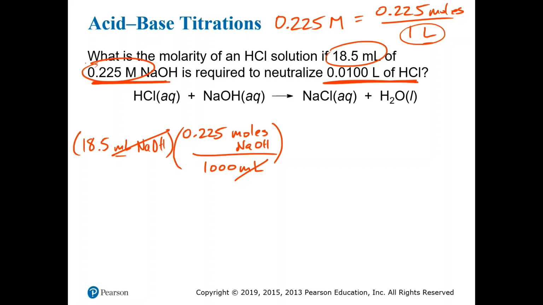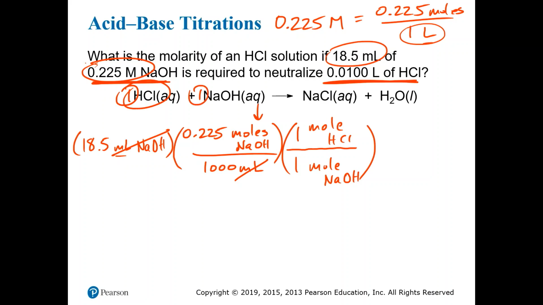This is leaving me with moles of sodium hydroxide, which now needs to be converted into moles of HCl. So I would use the mole-to-mole factor from the chemical equation and take 1 mole of sodium hydroxide is equivalent to 1 mole of HCl. Again, because there's a 1 in front of HCl and a 1 in front of sodium hydroxide, this is a 1-to-1 ratio between the two. This is going to cancel moles of sodium hydroxide and leave me with now moles of HCl.